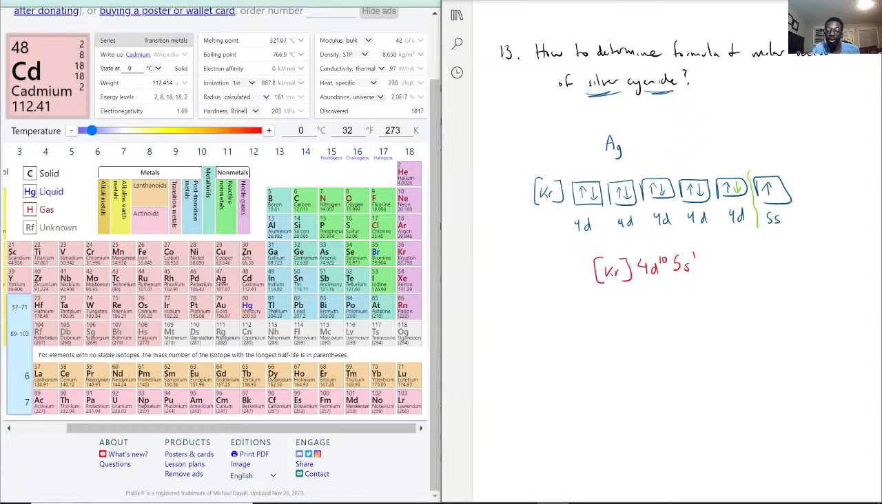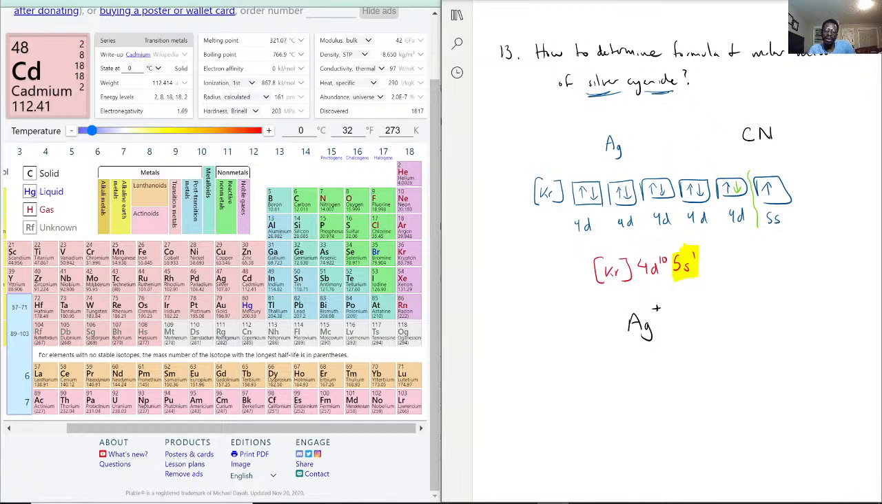So its preferred electron to give away would be this 5s1 right here, only one electron. So silver typically as an ion would be Ag+, okay, just one.